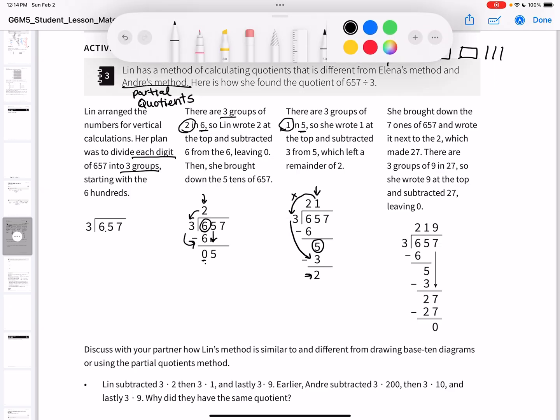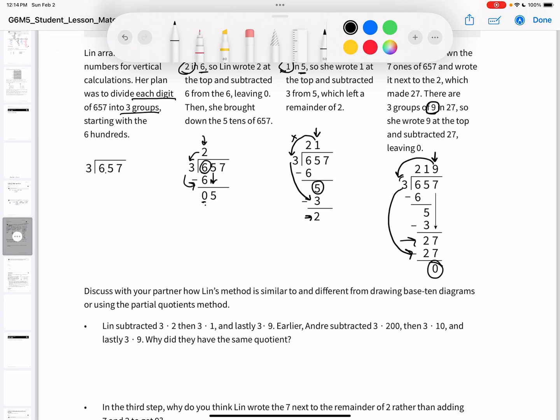She brought down the 7 ones of 657 and wrote it next to the 2, which made 27. So here you can see that 27. There are 3 groups. Then she asks herself, how many groups of 3 are in 27? Well, she knows there are 3 groups of 9 in 27. So she wrote the 9 at the top and subtracted 27, leaving 0, because she did 9 times 3, which is 27, and she subtracts it from what she already had, and that leaves her with 0. So she's finished.